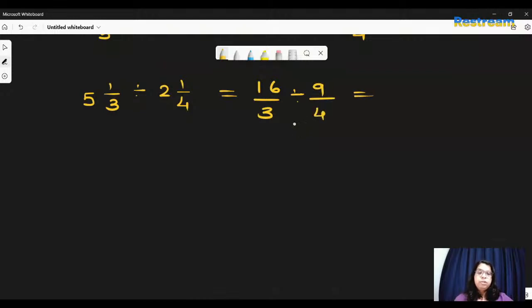So let's do one more. Let's say 5 1 by 3 divided by 2 1 by 4. So I have 5 1 by 3, which is 16 by 3, divided by 9 by 4, which is equal to 16 by 3 multiplied by 4 by 9, which is 64 over 27. So now here we come to an end of operations.